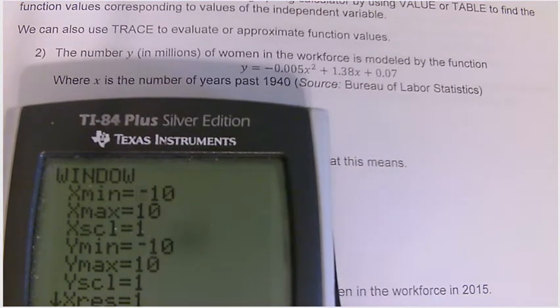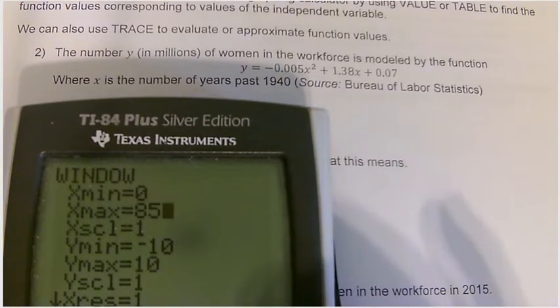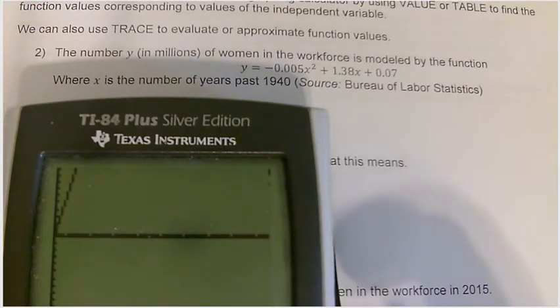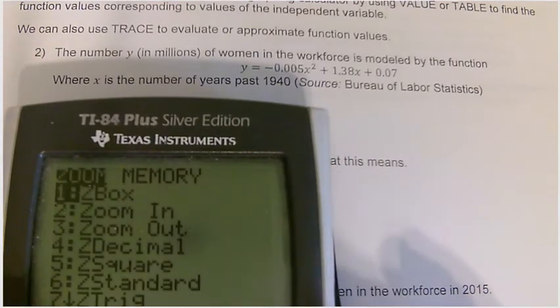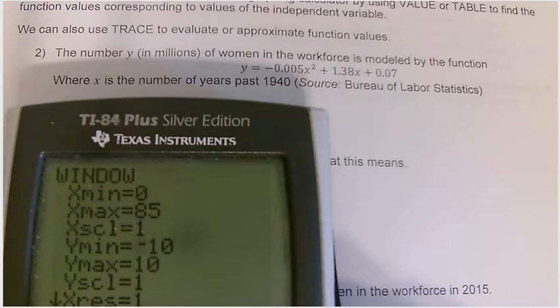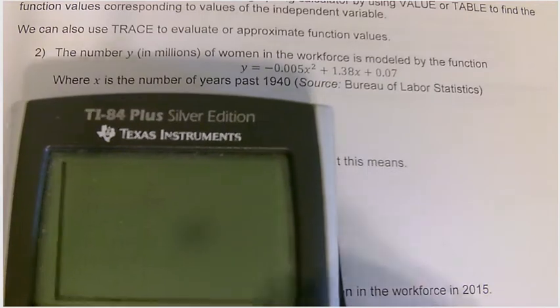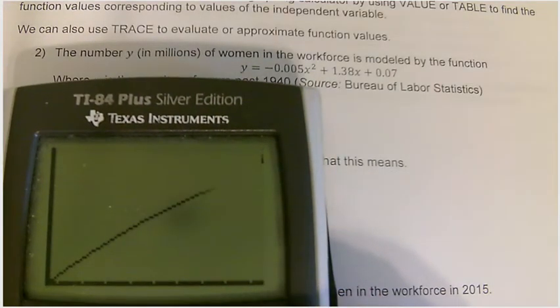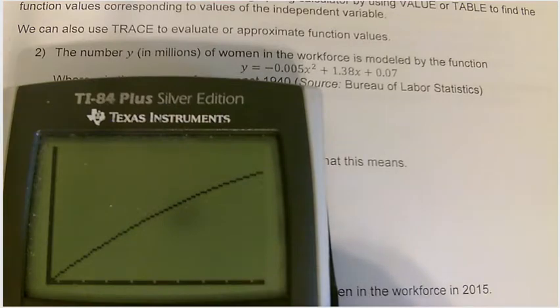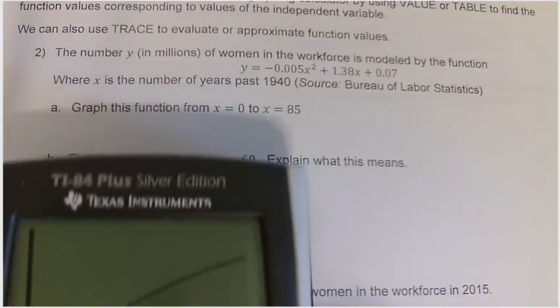It said to go from 0 to 85. And notice that it's way too tall. So let's try, oops, go to window. Having negative 10 women doesn't make sense. Let's go 0. Let's go 100 here. Let's see what that does. Okay, so I can see a good graph here. And notice I just kind of was playing with it.